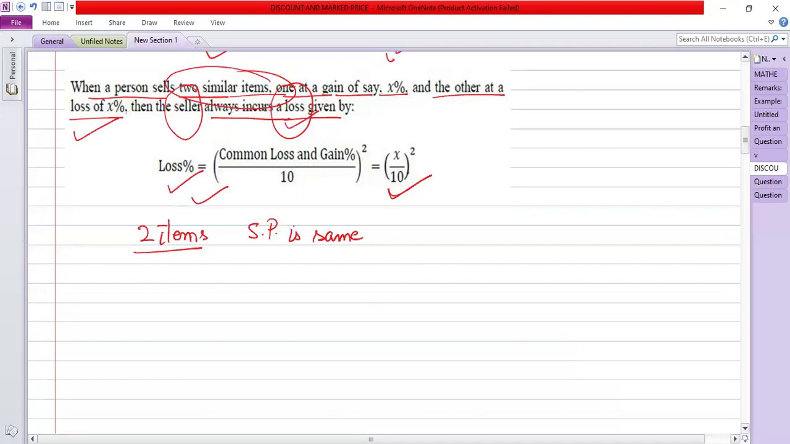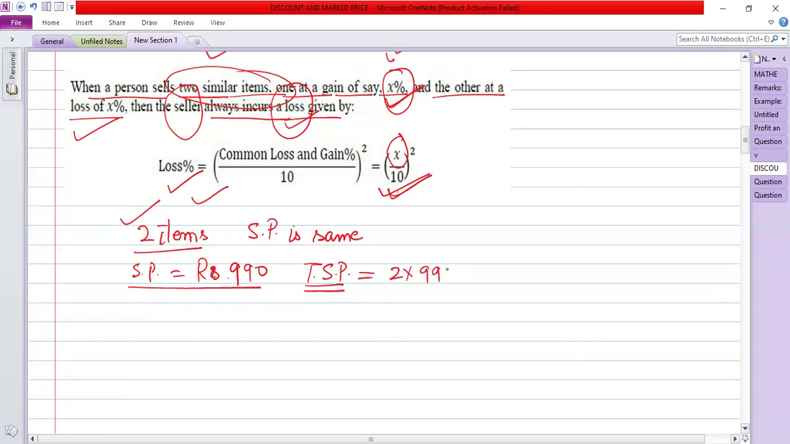The loss percentage will be given by this formula, X by 10 whole square, where X is the common profit or loss percent. Suppose the selling price of each of the two items is rupees 990. So the total selling price will be 2 into 990, which is nothing but rupees 1980.